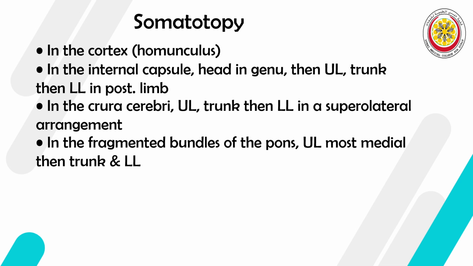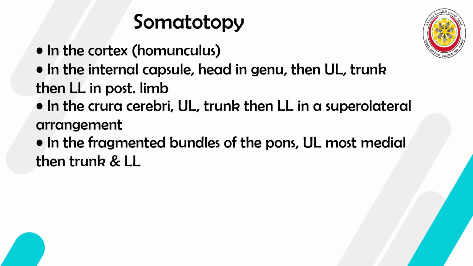Internal capsule, there are some for the head. But when they come to the crura cerebri, upper limb, trunk, then lower limb. These are the corticobulbar. They leave and enter the brain stem. They leave and enter the brain, going for the cranial nerve.